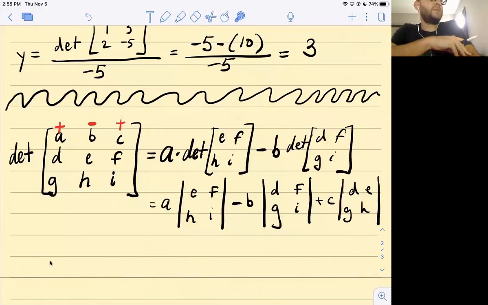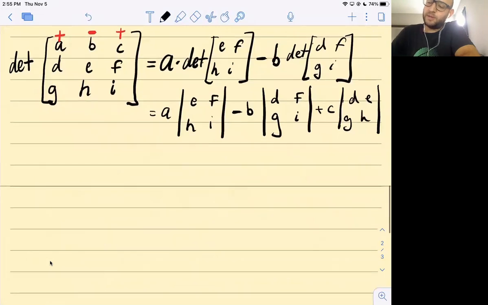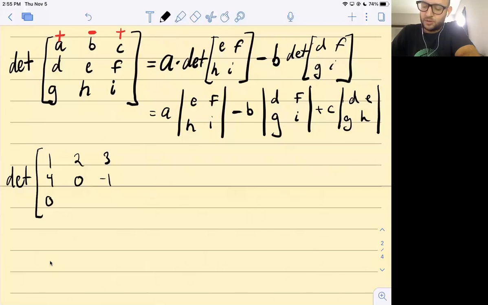Do you guys hit yes if you feel comfortable with the pattern? And we'll do an example in a second. Cool. Let's try an example together. So I'm going to put the formula up here. And let's just do the determinant of a 3 by 3. Let's find the determinant of 1, 2, 3, 4, 0, minus 1, 0, 2, 1. All right, guys, please calculate the determinant of this one.